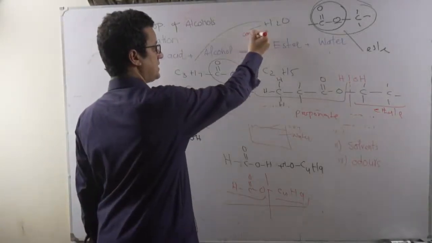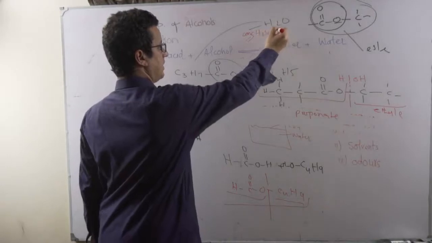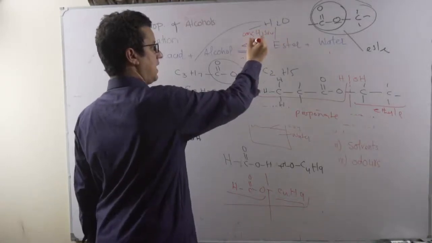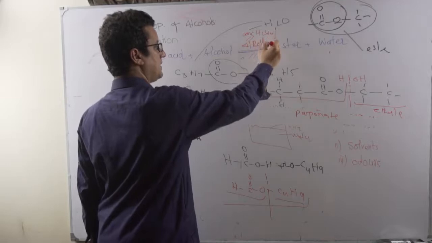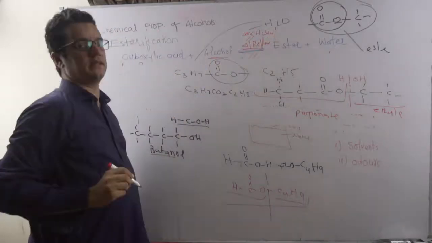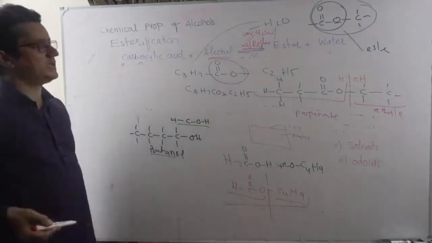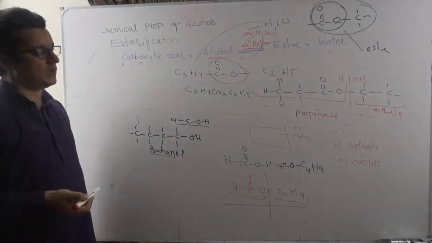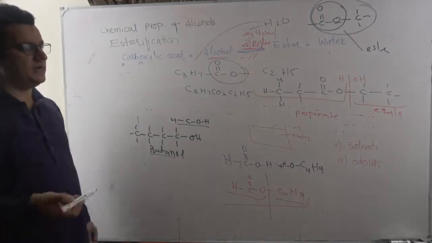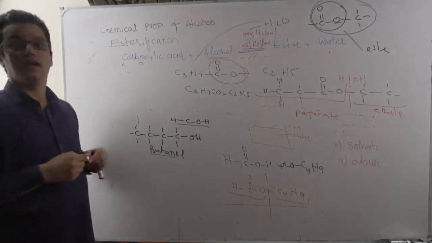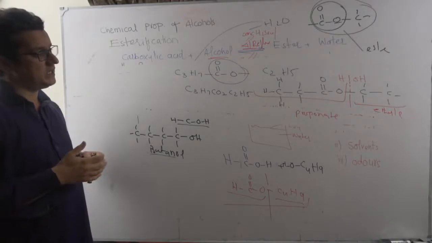Concentrated sulfuric acid acts as what? Catalyst, and heat, and when you heat you put a reflux condenser, so the alcohol never vaporizes. The respective alcohol and carboxylic acid will produce the ester and water, and hydrolysis will yield the carboxylic acid and alcohol back. So this is esterification.